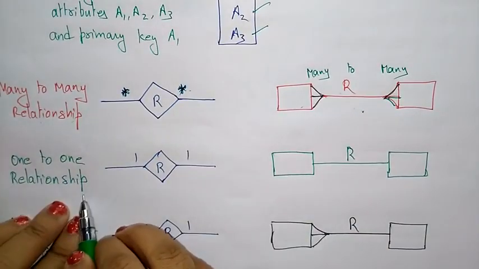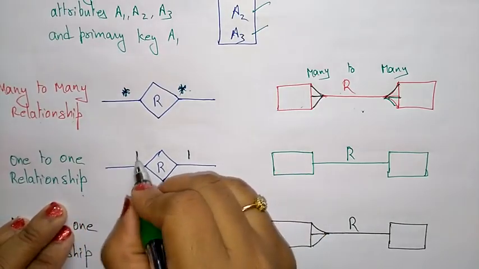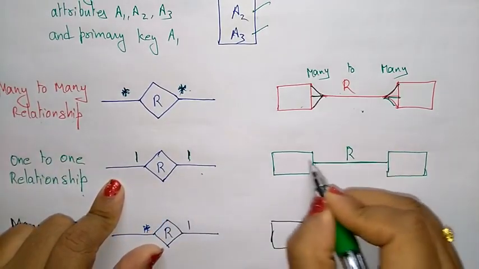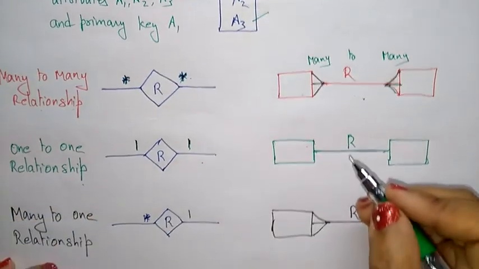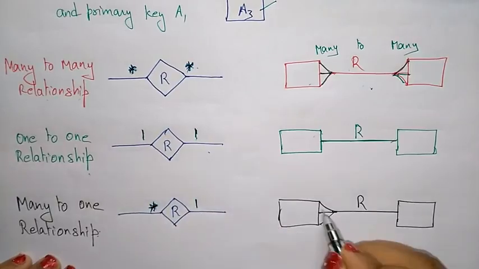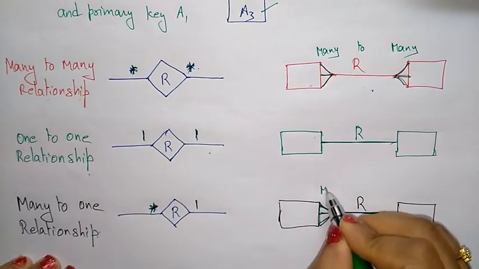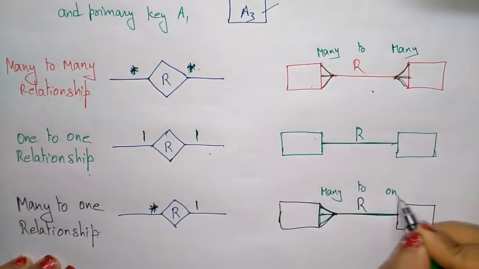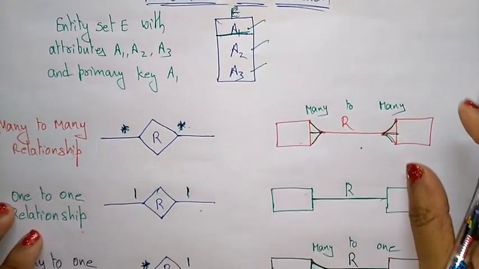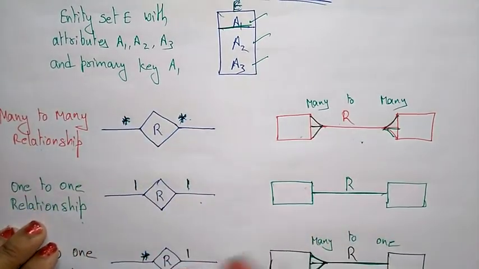And here is a one-to-one relationship. If you mention the cardinality in this place, indicating the role, and here you mention 1, it is nothing but a one-to-one relationship between the entities. Many to one means this is many to one: here you have to mention the many symbol and only one. So these are the different alternative ER notations. You can write the cardinality here: many to many, one to one, and many to one.